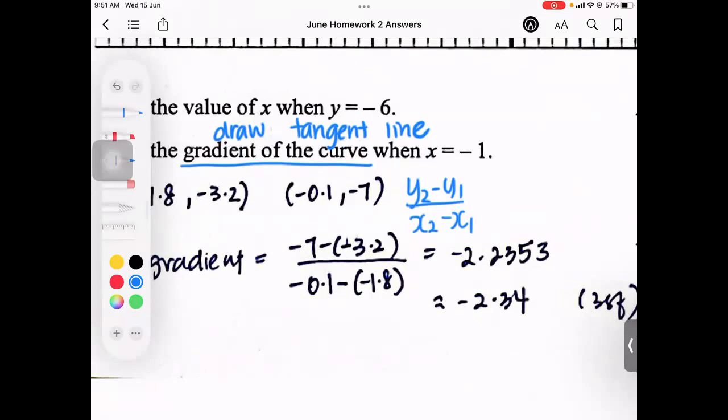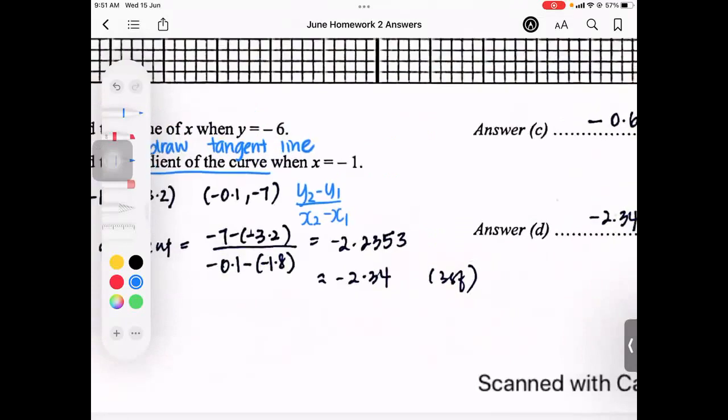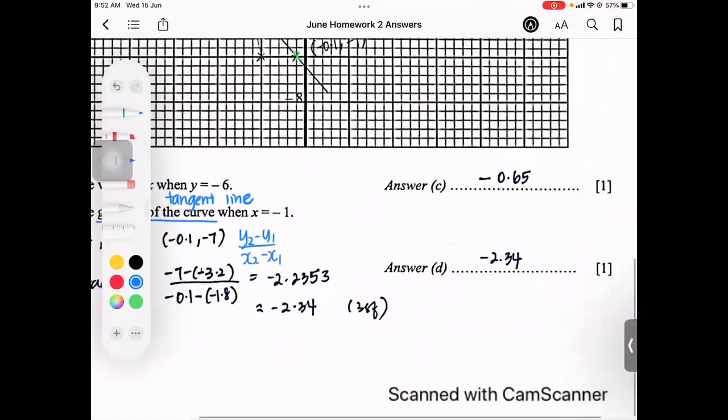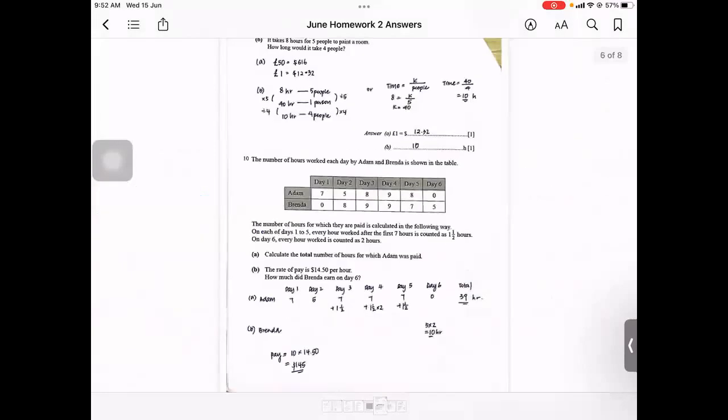All right, for this kind of graph question, they ask you to find and estimate the gradient. Do not write it as a fraction. Write it in decimal places, to three significant figures, unless they specifically say they want it in fraction. If not, please don't do so. Okay. Next question.